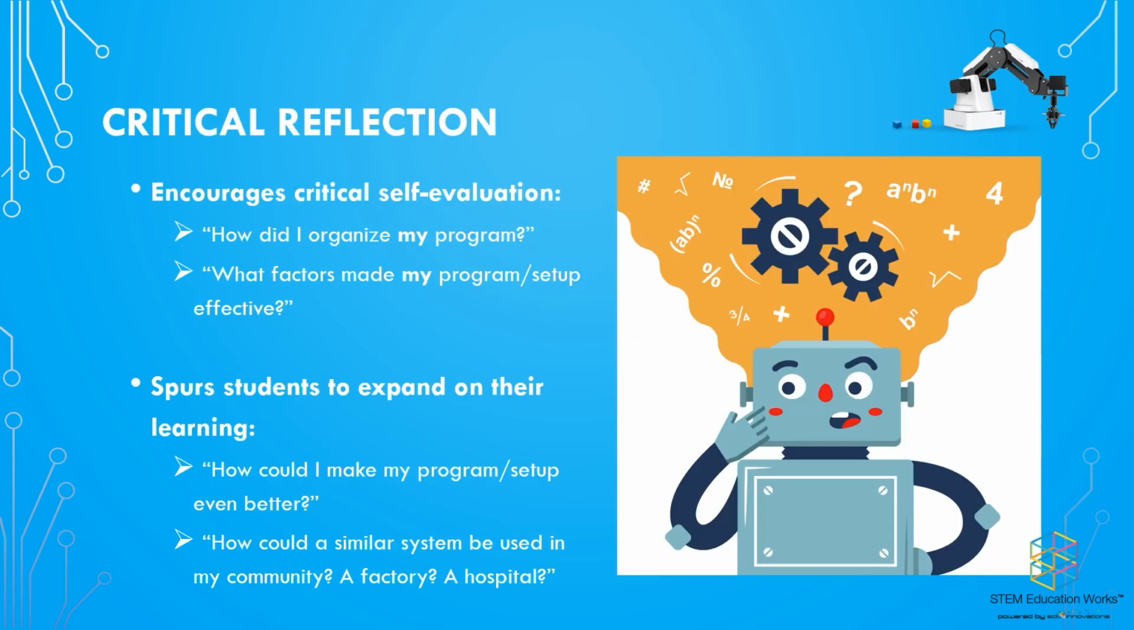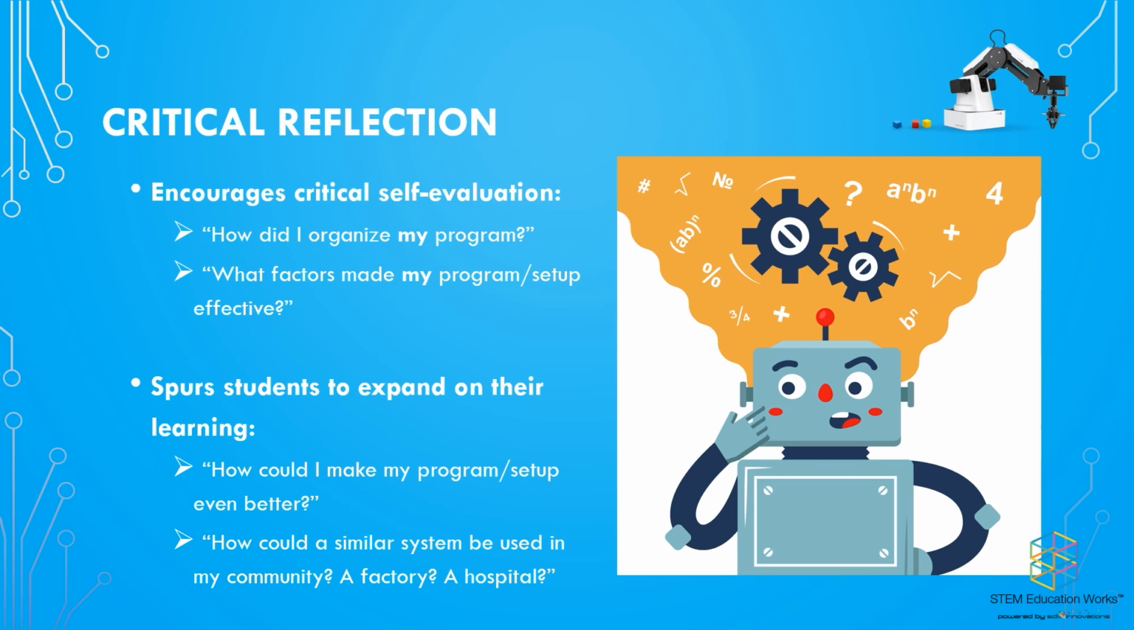And lastly, I would say the last factor involved here would be critical reflection. I think having a physical interface, a physical robotic arm in front of a student while they're learning how to code, encourages critical self-evaluation. It really makes them think to themselves, how did I organize my program? And what factors made my program or setup effective? And notice that I'm bolding the word "my" in those two questions.